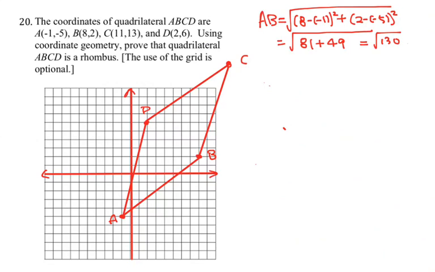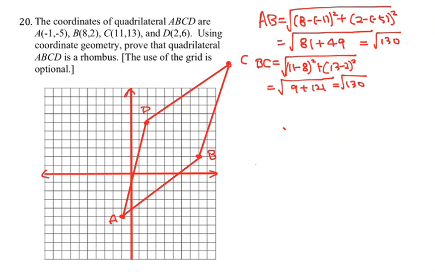Now let's try to figure out BC. BC is, so first 11 minus 8. And then 13 minus 2. Here then we get 3, so we get 9 plus this one is 121, which is equal to still 130 as our answer. That's for BC.